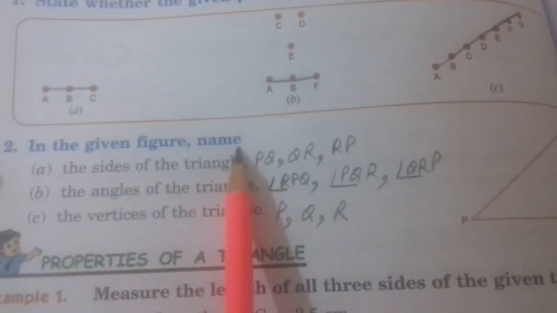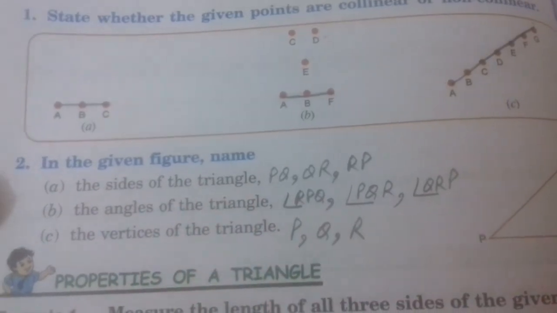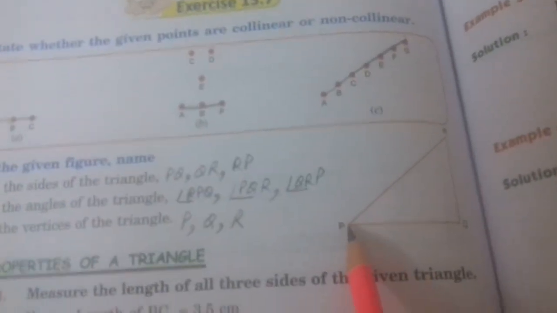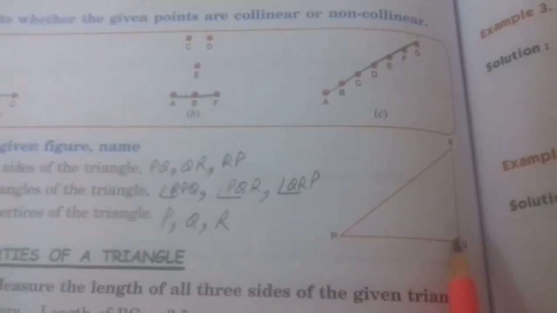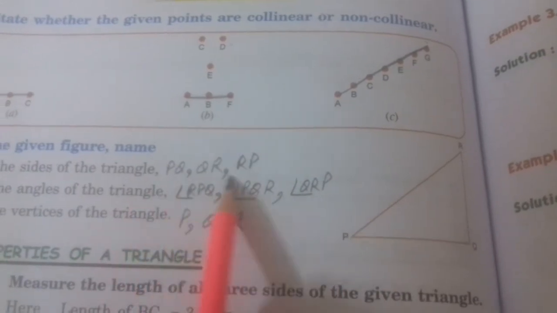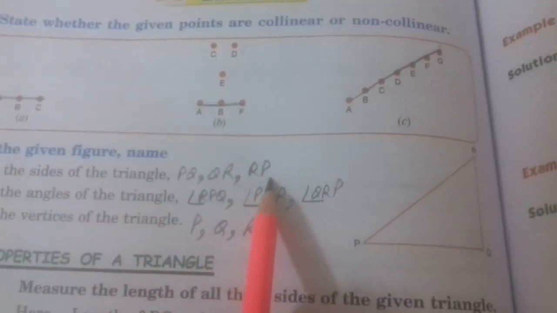Second question: in the given figure, name the sides of the triangle. Children, this is the triangle. So let's name the sides of the triangle. What are the sides? PQ, then QR and then RP. I wrote here PQ, QR and RP.